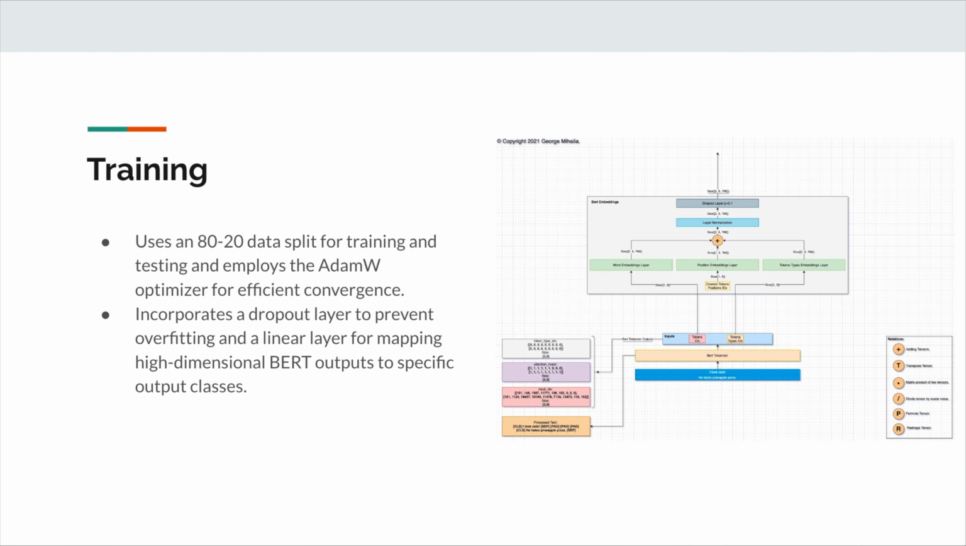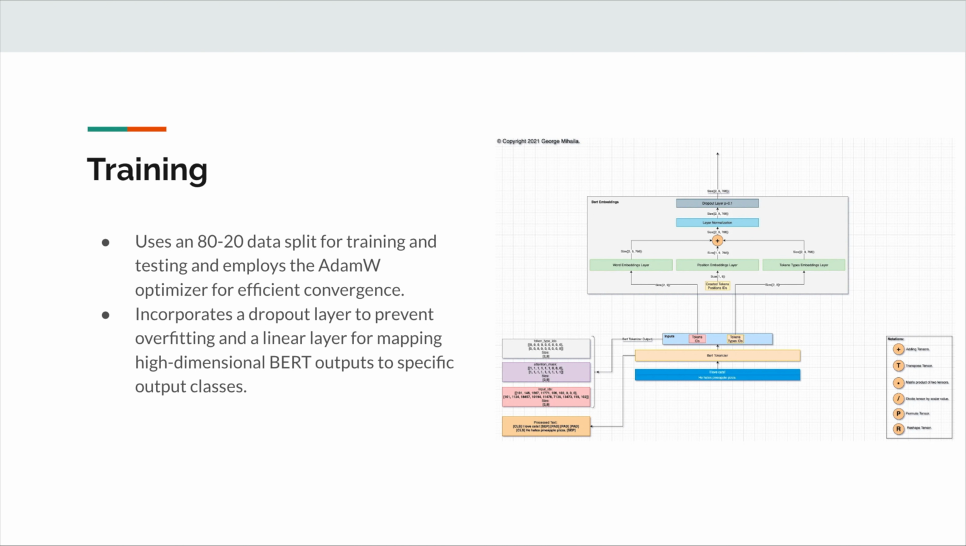Training. First, concerning the data, we've used an 80-20 split, which means that 80% of our data is used for training, and the remaining 20% is used for testing and validation, which ensures that the model isn't overfitting or just memorizing the training dataset. We've also selected the AdamW optimizer for our training process. This optimizer is known for its efficient convergence properties, and it helps our model learn quickly and effectively, cutting down the time needed to identify these drug candidates.